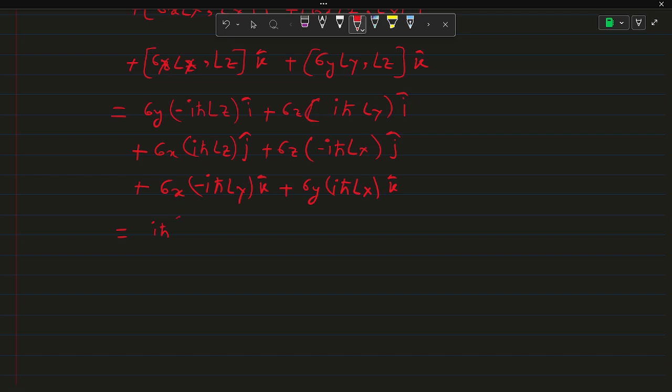This will give us (sigma z Ly minus sigma y Lz) i cap plus (sigma x Lz minus sigma z Lx) j cap plus (sigma y Lx minus sigma x Ly) k cap.